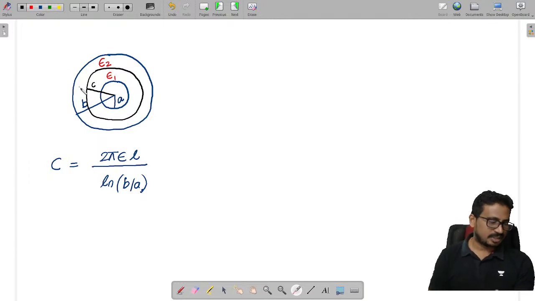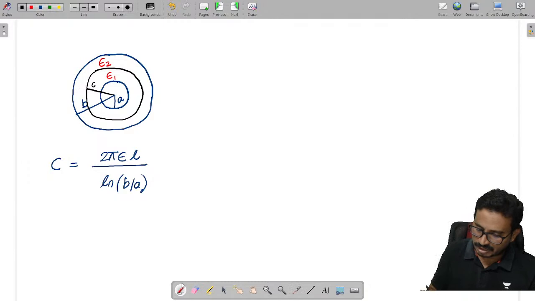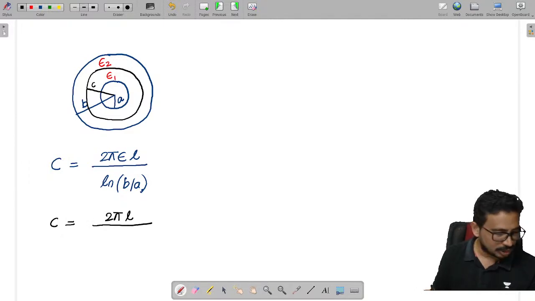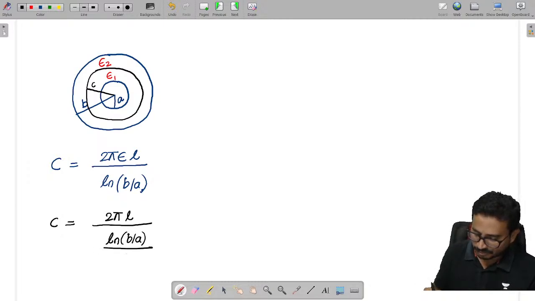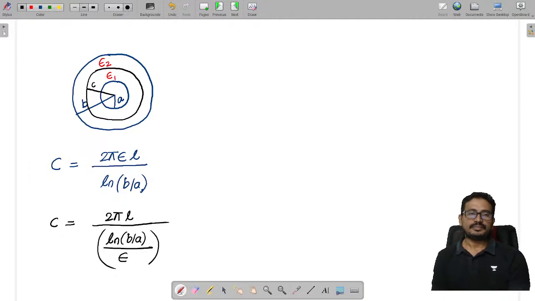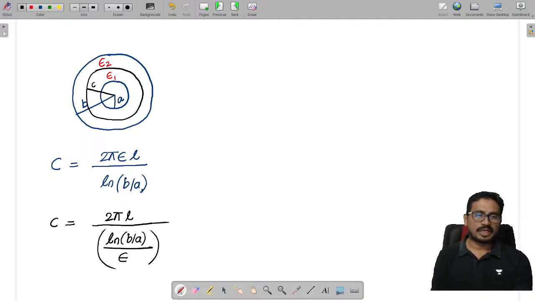Yes, that means the radius changes. And what else changes? Epsilon changes. So combine those. Now how have I modified this formula? This 2 pi is constant. The length of the cylinder does not change, right? Then I write it as 2 pi L by ln of B by A by epsilon. Can I write it like this? Will this formula work? Shall we write it like this here?